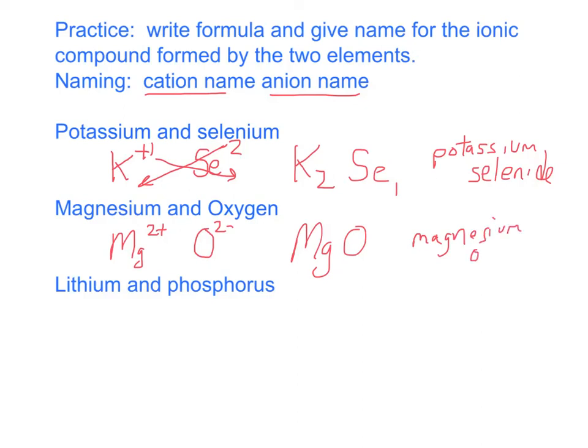And then our very last example is that of lithium and phosphorus. Lithium is a +1. Phosphide is in the negative 3 column of group 15. So it becomes Li3P1, but we don't write the 1. And that's lithium phosphide.